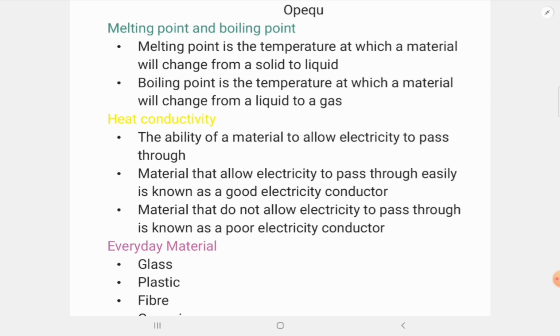Then we'll be doing take a look around you. What objects are made from plastic? Why do you think plastic is used to make these objects? Then now page 190. Fiber.